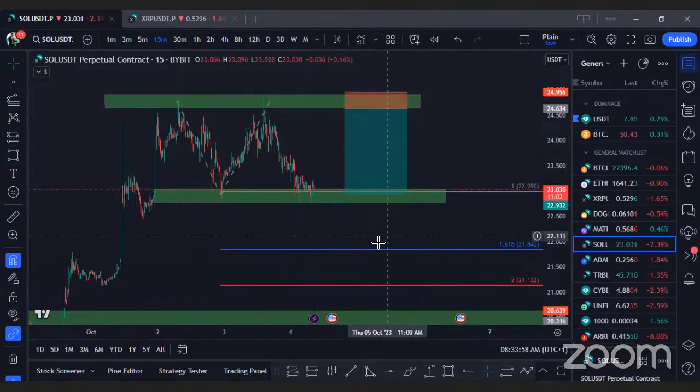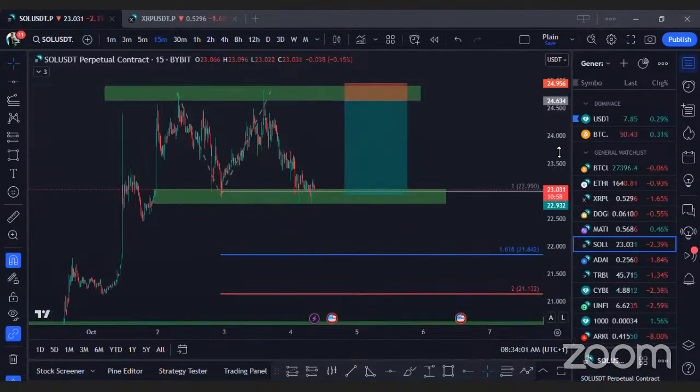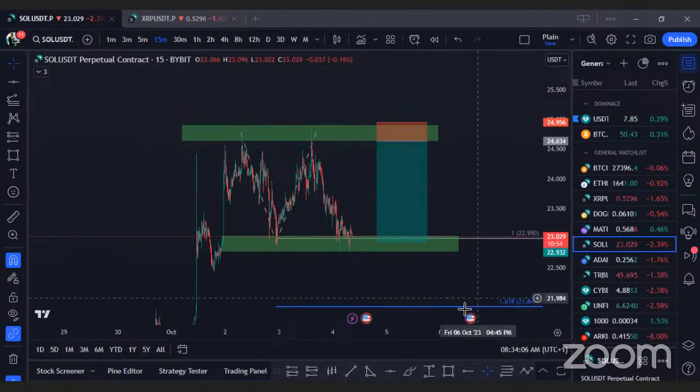But if we do come back up to that level, that could equally be a good area to take a short trade for Solana. All right. So if you want to copy that setup, go ahead and copy it, and let's see how that will play out, guys.